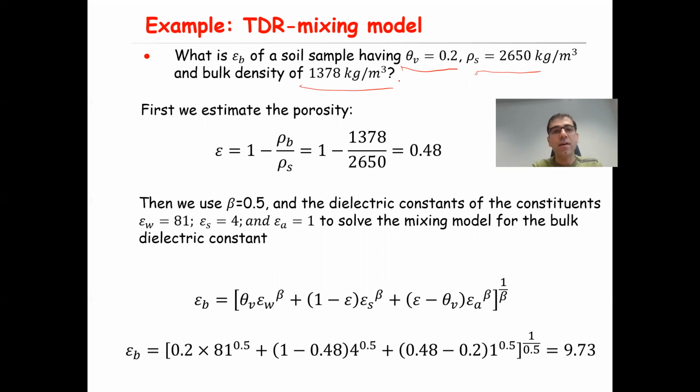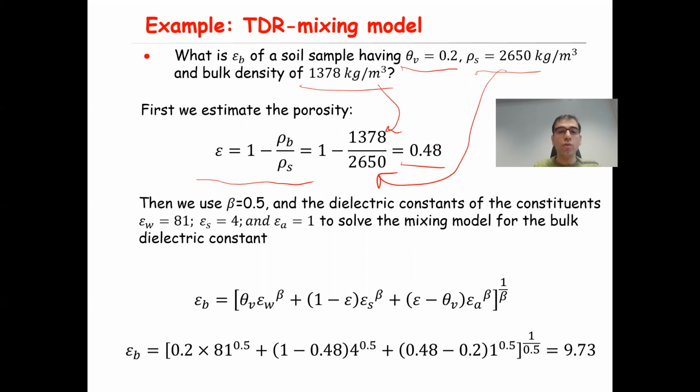So to do that, first you need to calculate the porosity of your sample, and you know from the previous lectures that we have an equation relating the particle density and bulk density to the porosity, that is epsilon equals 1 minus rho b divided by rho s, which is equal to 1 minus 1378 divided by 2650, and if you do the calculation, you'll end up with 48%. So 0.48 is the porosity of your sample.